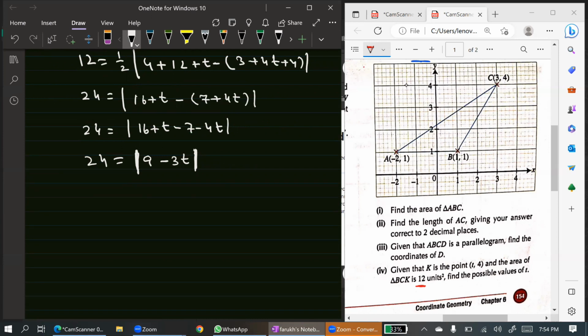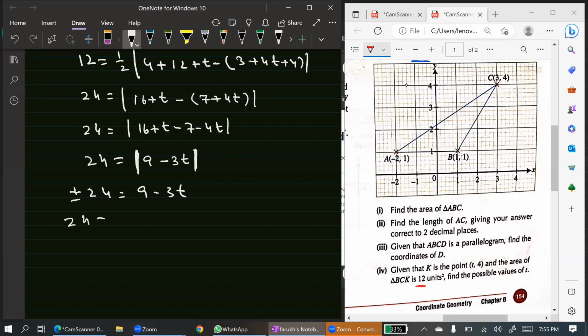These straight lines are known as absolute value or modulus. Modulus of 9 minus 3t. Whenever we want to remove this, we will put a plus or minus sign on one side. Plus minus 24 is equal to 9 minus 3t.